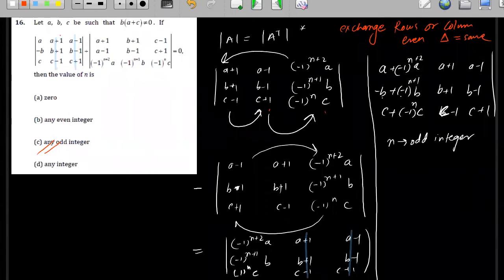Yes, Lakshya, we can do that also, but both are exactly the same thing. Lakshya, both are exactly the same thing.